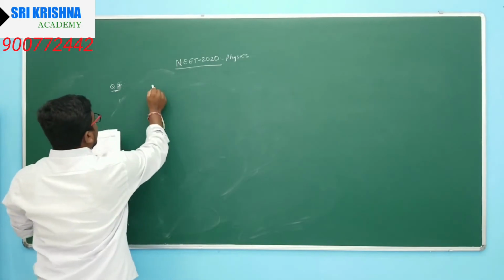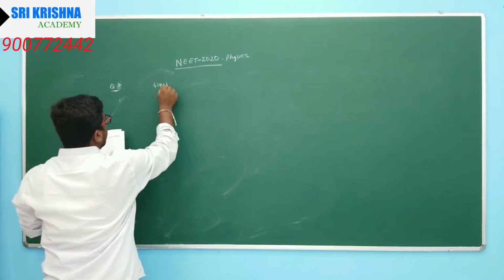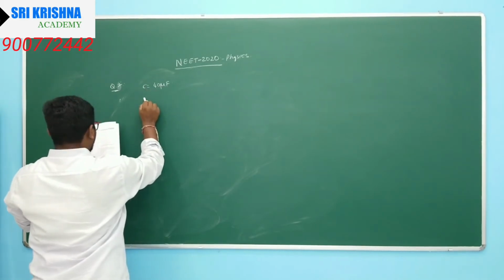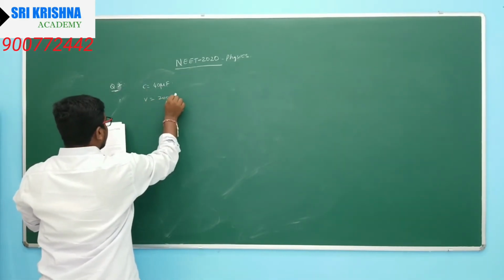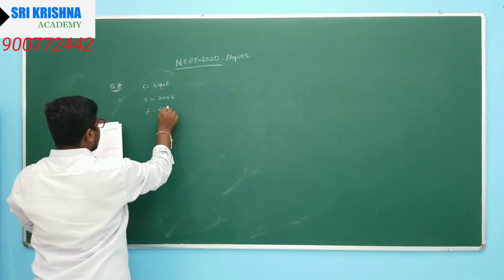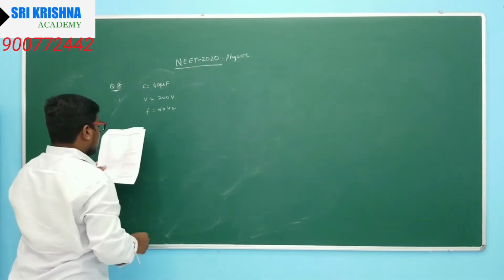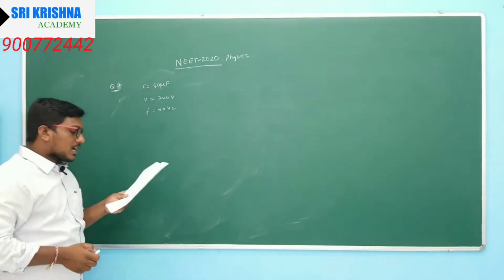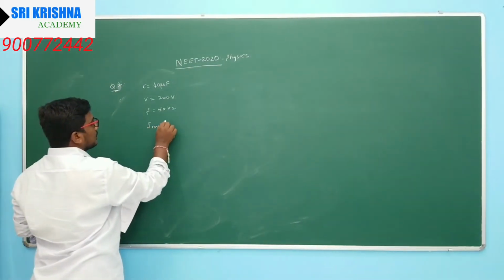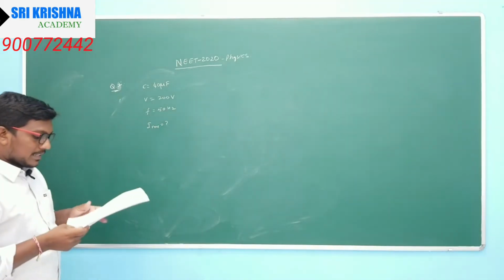A 40 microfarad capacitor connected to 200 volts, the frequency is 50 hertz, AC supply. What is the RMS value of the current in the circuit?